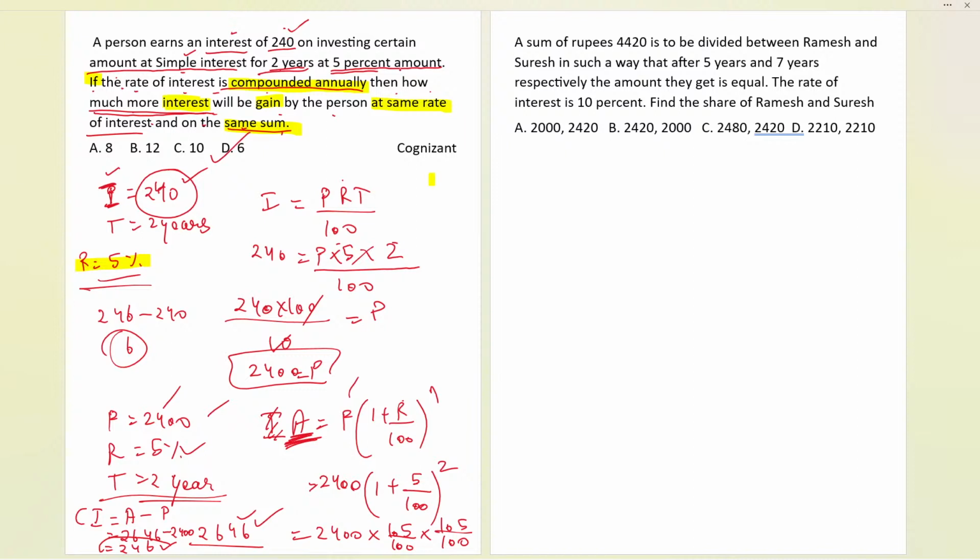I hope it is clear to everyone. So yeah, Rohit, you are very close to the answer. That is 12 you have approximately said, but that is the answer. Here it is.